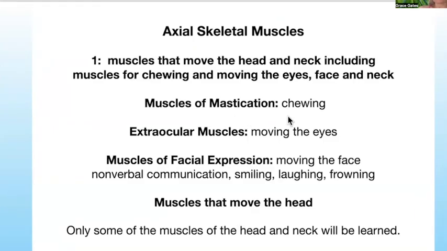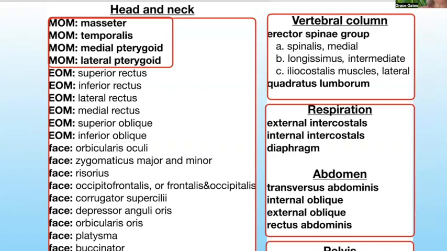Muscles of mastication are involved in chewing. Extraocular muscles move the eyes. Muscles of facial expression move the face and are important for nonverbal communication, such as smiling, laughing, frowning, looking angry, looking disgusted, etc. And then muscles that move the head. Only some of the muscles of the head and the neck will be learned. As much as the list may look long when looking at the muscles that move the head and the neck, it is very much an abbreviated list.